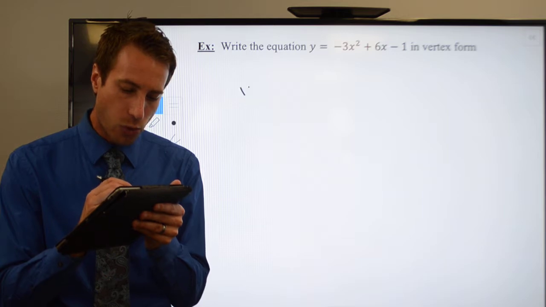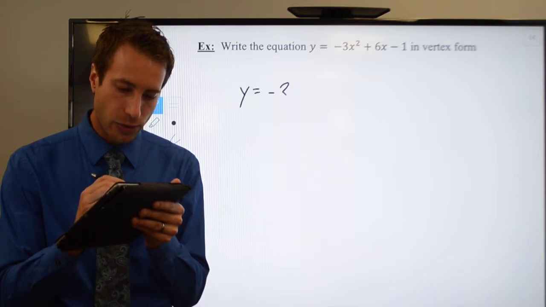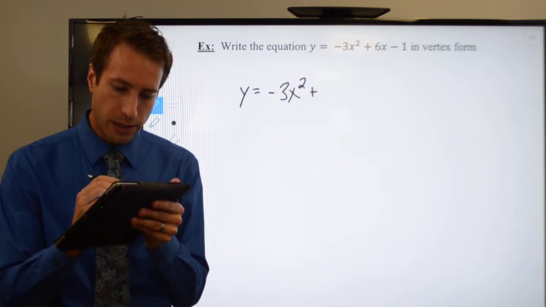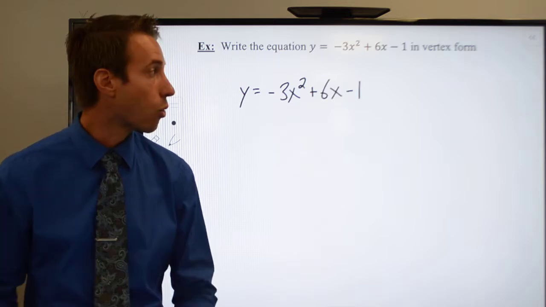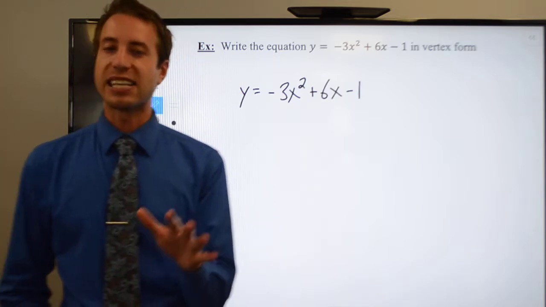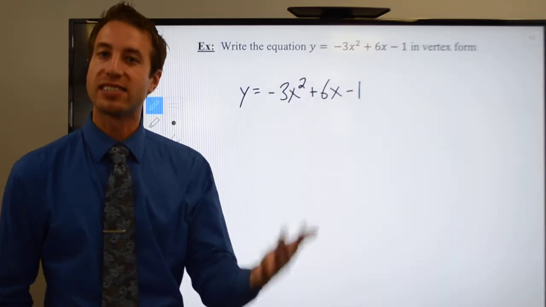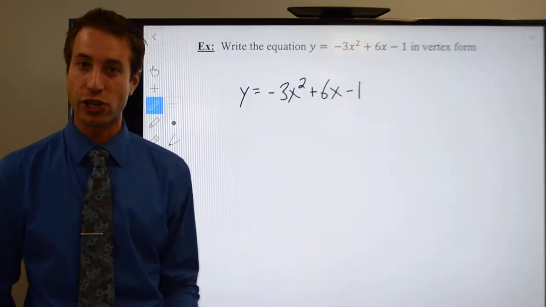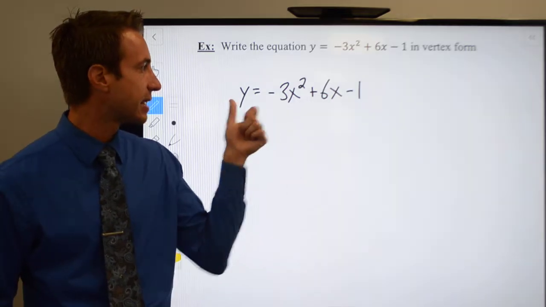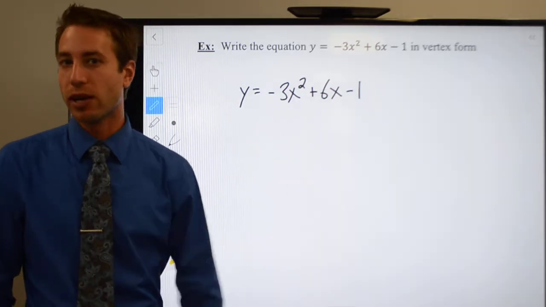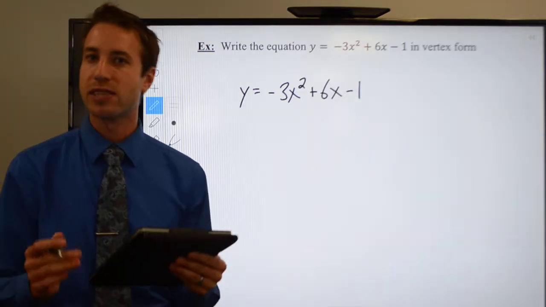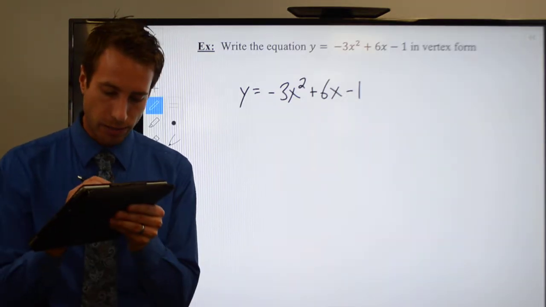And so we start off with y equals minus 3x squared plus 6x minus 1. Well, since it's a y equals, I have to do all my work on the same side of the equation, right? I can't work on both sides. I need that to stay a y equals. So we're still going to need parentheses. And let's go and put parentheses around my quadratic and my linear term.